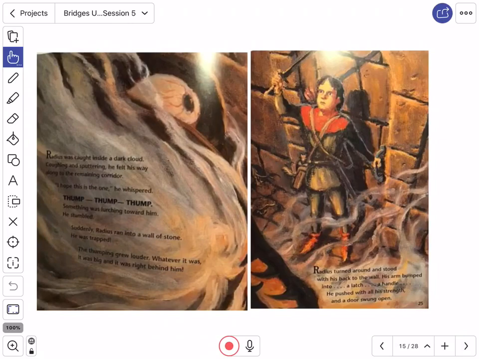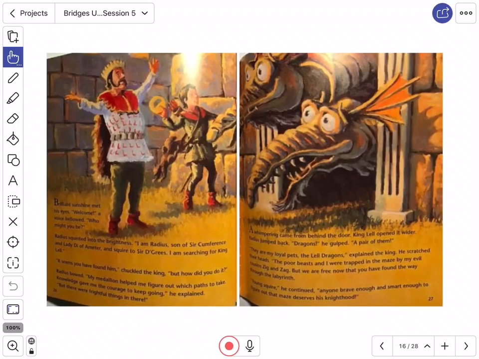Almost right, he said. Then there was a great whooshing sound, and thick smoke filled the tunnel. Radius was caught inside a dark cloud, coughing and sputtering. He felt his way along to the remaining corridor. I hope this is the one, he whispered. Thump, thump, thump. Something was lurching toward him. He stumbled. Suddenly, Radius ran into a wall of stone. He was trapped. The thumping grew louder. Whatever it was, it was big, and it was right behind him.